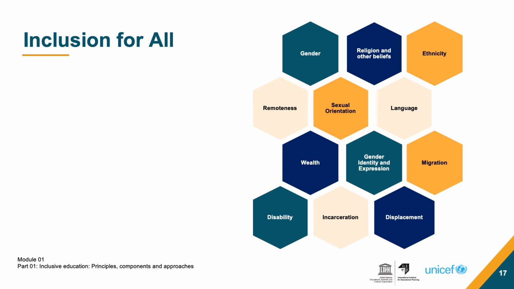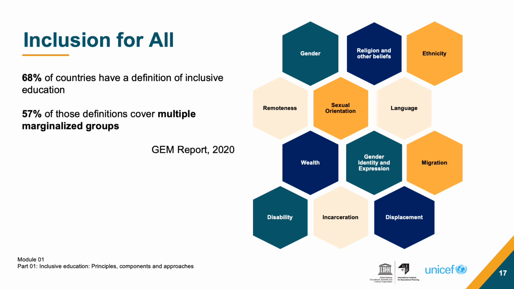While this course will focus on children with disabilities as an entry point to the issue of inclusive education, it is important to keep in mind that many marginalized groups of children are excluded from educational opportunities. Exclusion often happens on the basis of gender, language, poverty, disability, ethnicity, and more. The Global Education Monitoring Report states that 68% of countries have a definition of inclusive education, and 57% of those definitions cover multiple marginalized groups.